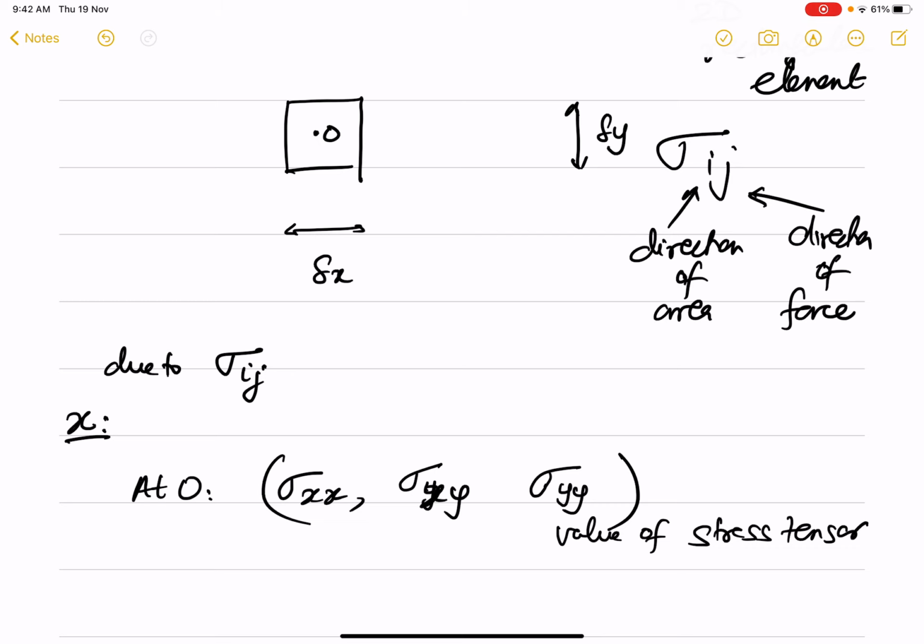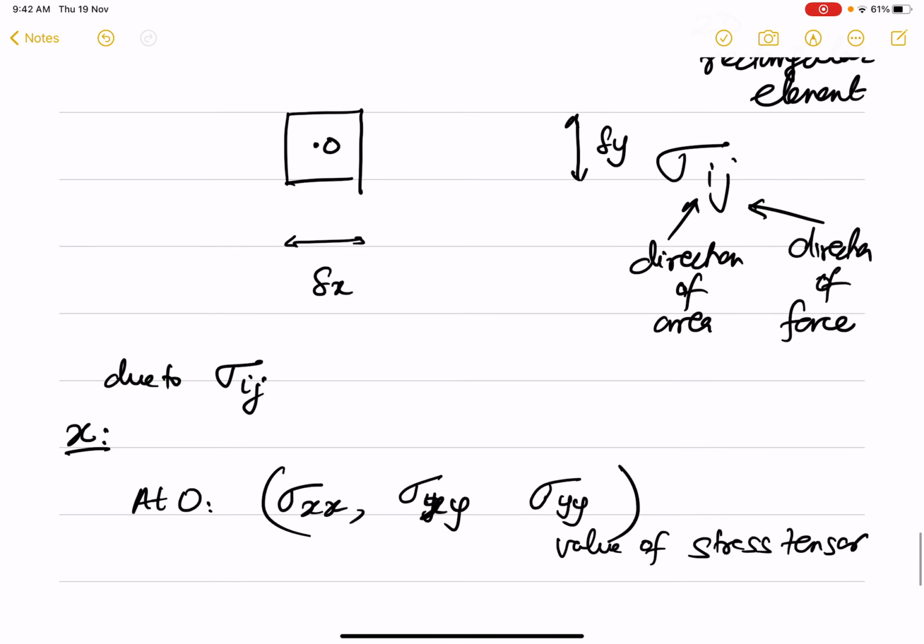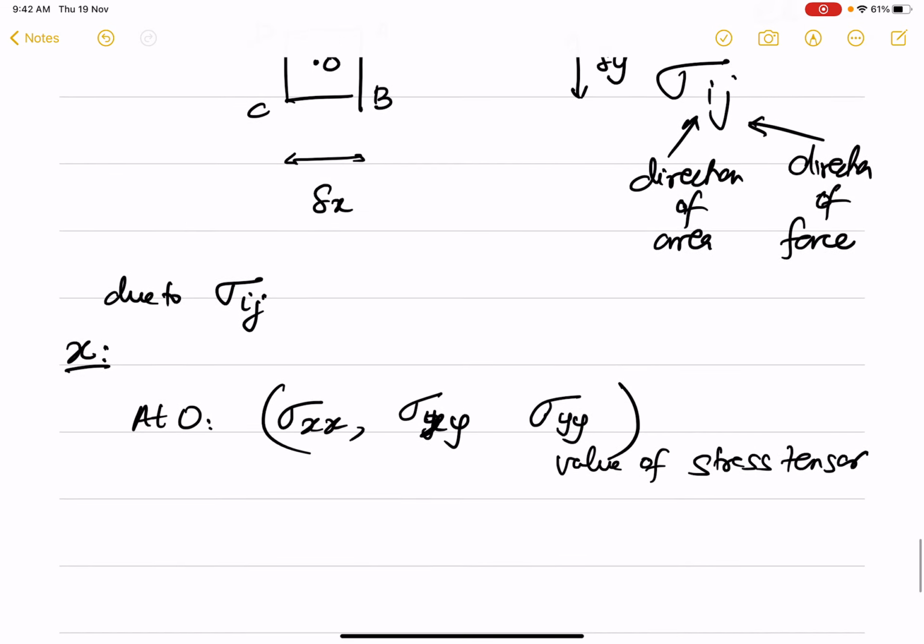So now let us look at all the faces. Let me mark them A, B, C, D. So let's try to find the force on surface AB.